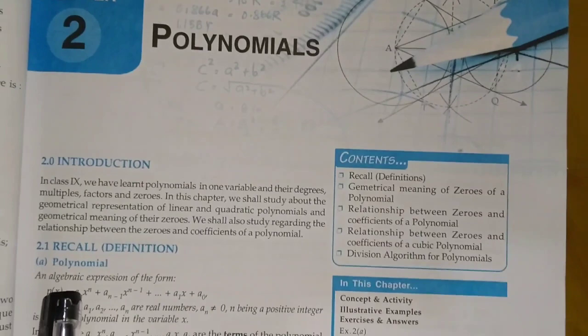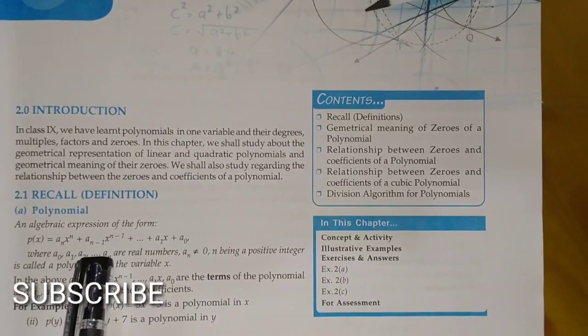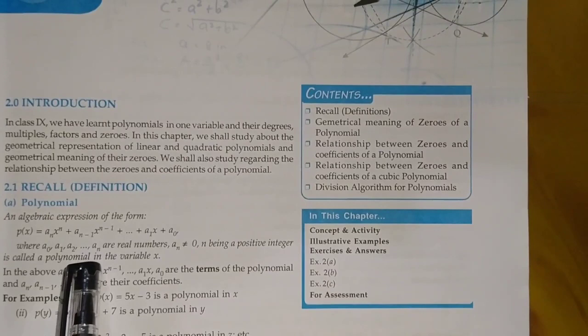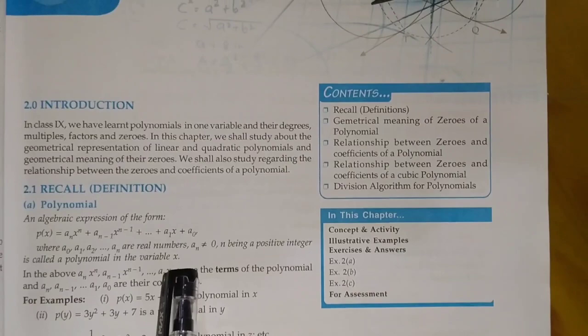Number A, polynomial. An algebraic expression of the form p(x) = a_n x^n + a_(n-1) x^(n-1) + ... + a_1 x + a_0, where a_0, a_1, a_2, up to a_n are real numbers, a_n not equal to 0, and n being a positive integer, is called a polynomial in the variable x. So, the algebraic expression of this form is a polynomial.